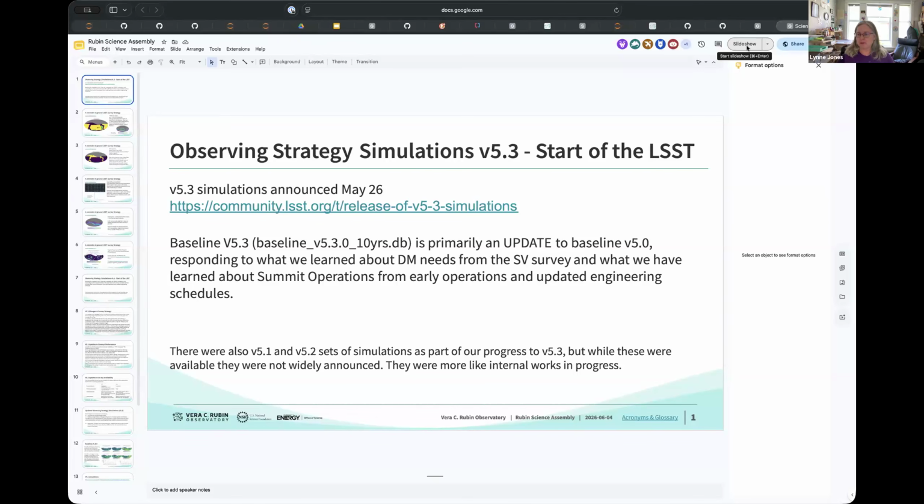If you have been following along with survey strategy, you may have seen v5.0 there, and you may have been saying, oh, we're at 5.3 now. What happened in between? So there were 5.1 and 5.2 sets of simulations. We didn't really announce these widely. They were more like works in progress that we had. They were available, but they were not ones that we made a big public announcement about.